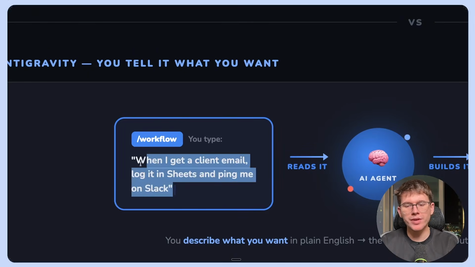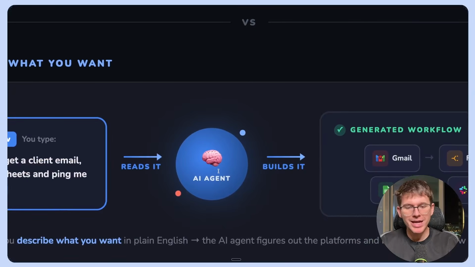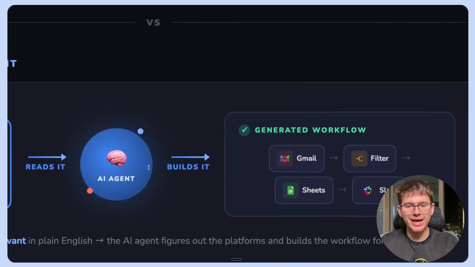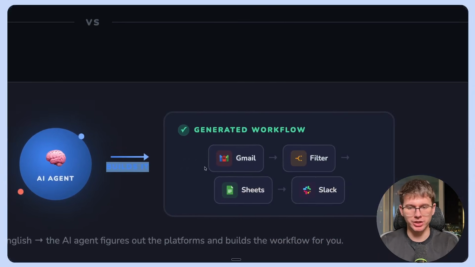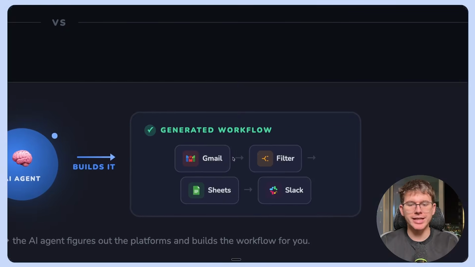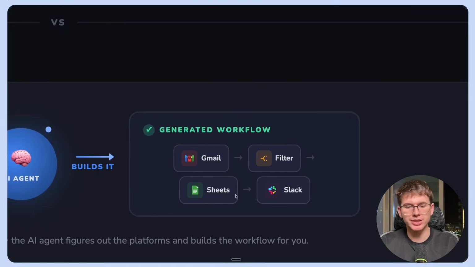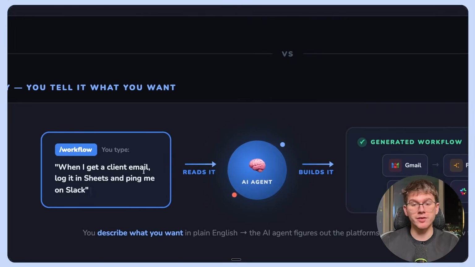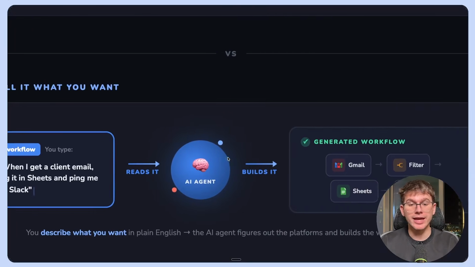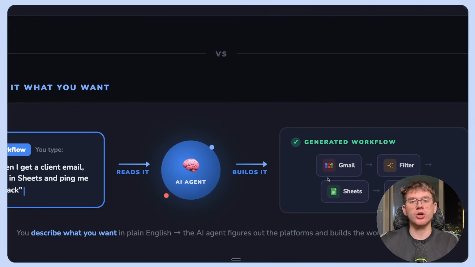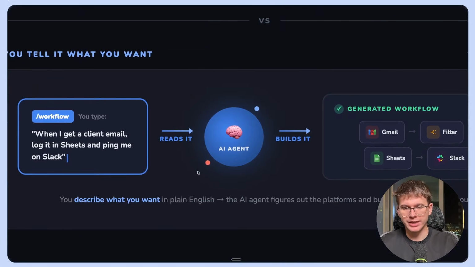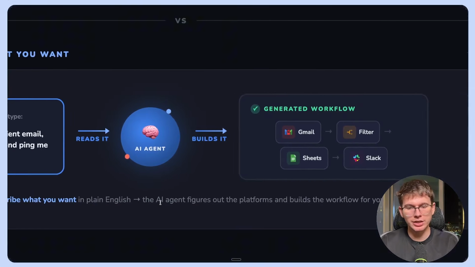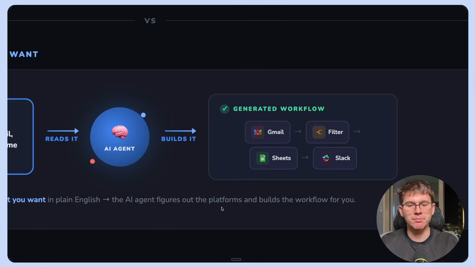And so when we give it this prompt, the agent reads the prompt, and then it starts building the actual automation. It starts building Gmail, the filter, Google Sheets and Slack, which are all the steps that previously we would have had to make manually. So the flow is just giving it an input, the agent reading it, and building it, and then asking you questions along the way if it does not understand what you're trying to accomplish. You're describing what you want in plain English, and the AI agent figures out the platforms and builds the workflows for you.